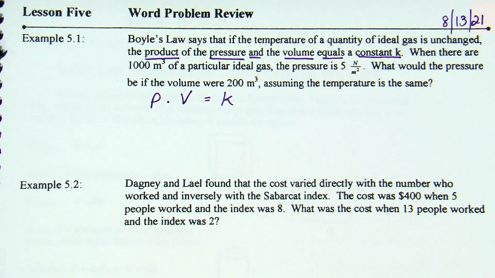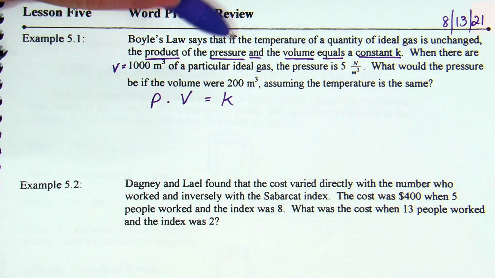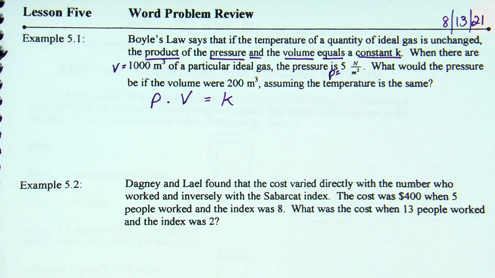When there are 1,000 cubic meters, is that pressure, volume, or a constant K? Volume, right? You should know that volume is measured as a cubic, as a power to the third. So this is a volume. When there are 1,000 cubic meters of a particular gas, the pressure, so that tells you, is 5. So right there we know a volume and a pressure. Then it says what would the pressure be if the volume were 200. So let's go with what we know here. The volume is 1,000, the pressure is 5.